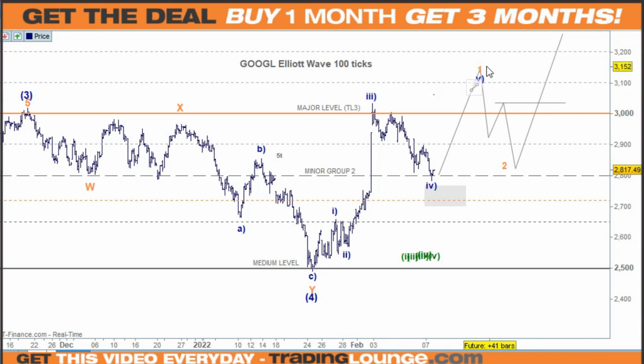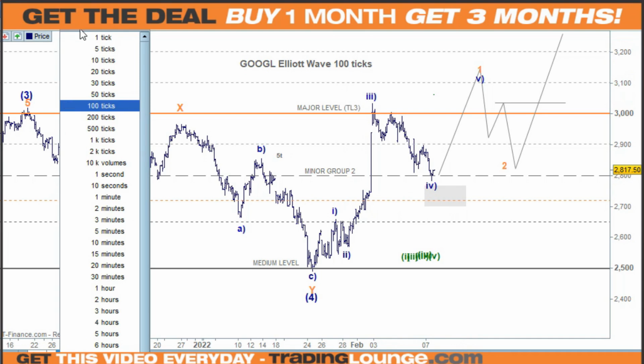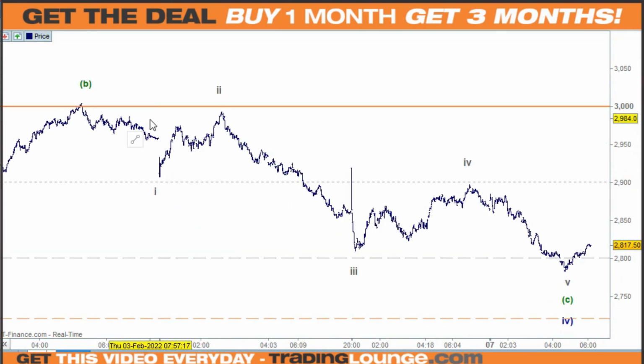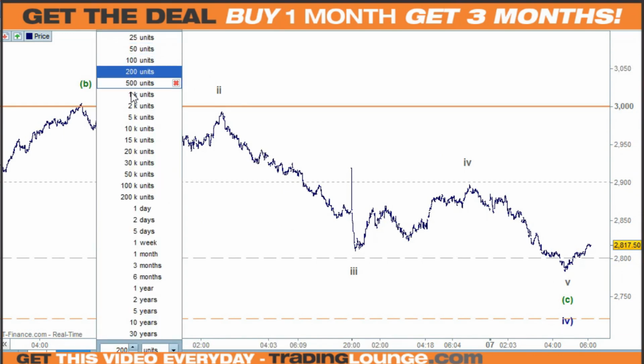Sure, you could probably put wave 1 here, but then this stock would be one of the stocks that is leading to the upside. So I kind of want to put this particular pattern is the same as Apple. If we go in here and just have a look at this on the 5-tick chart, because it looks impulsive to the downside, but I didn't really see it like that.